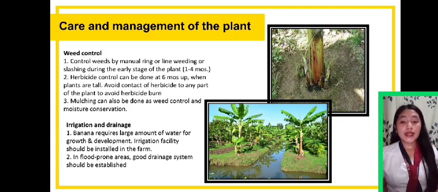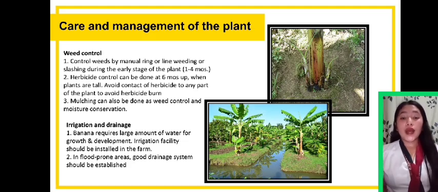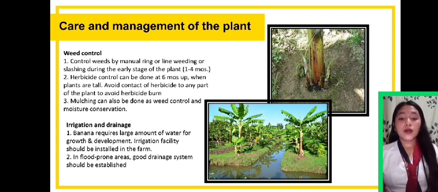We have weed control. Number 1, control weeds by manual ring or line weeding or slashing during the early stage of the plant, 1 to 4 months. Second, herbicide control can be done at 6 months up when plants are tall. Avoid contact of herbicide to any part of the plants to avoid herbicide burn. Number 3, mulching can also be done as weed control and moisture conservation.